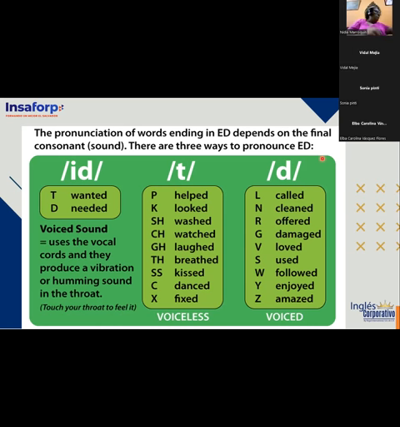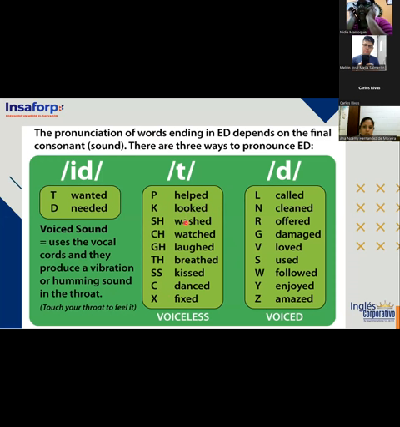Someone as a volunteer, algún voluntario? Nidia, go ahead, help me with the T sound. Looked at. Watched. Breathed. Kissed. Okay, Nidia. Lo que escuché fue sonido de letra T, escuché sonido de ED. So escuché que decías looked, watched, I didn't listen to the T sound. So we have to try to work on that, okay?